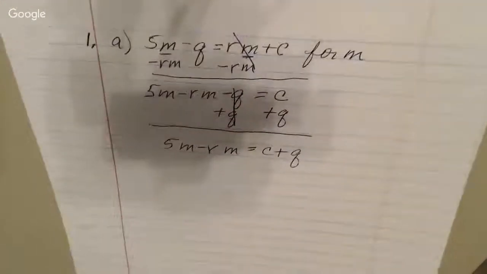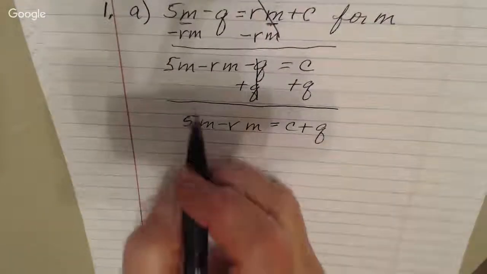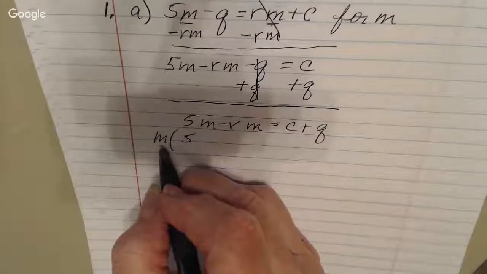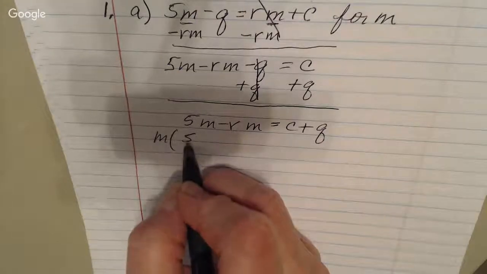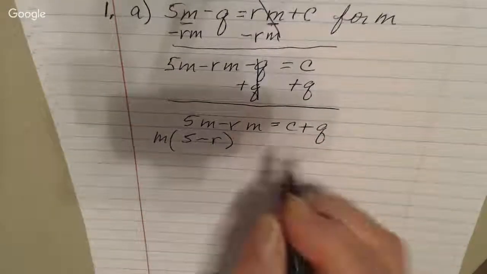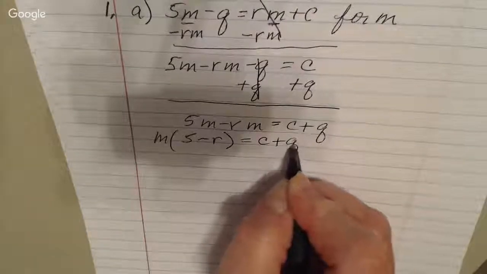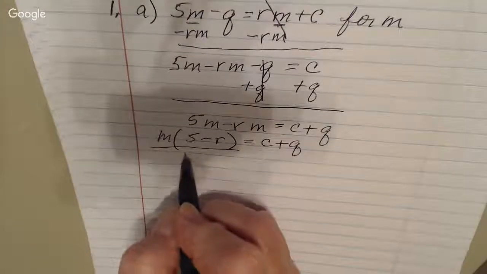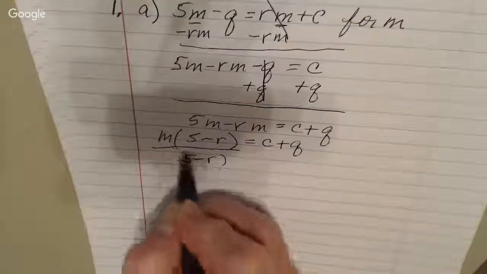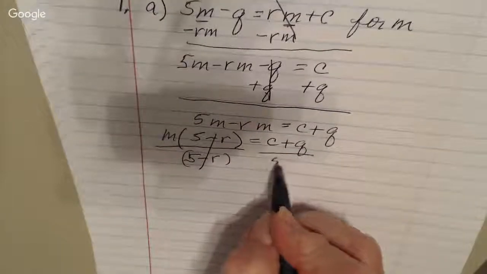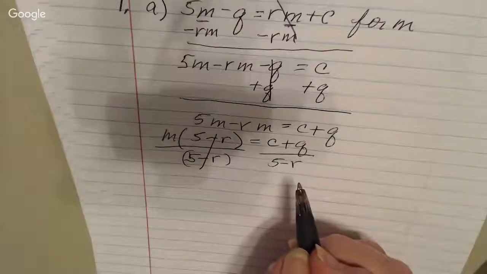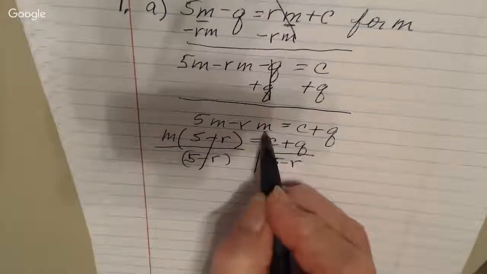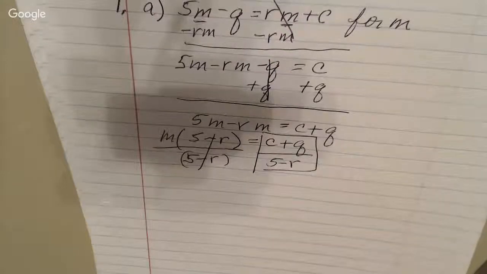But the whole idea was to get m by itself, so what we want to do now is pull out the m. We're taking out a greatest common factor of m, and we'll be left with m times 5 minus r equals c plus q. Now again, we want the m by itself, so we're going to divide by this binomial, this 5 minus r, which will cancel here and have it over here. And this is your answer right here, m equals c plus q over 5 minus r. Okay?